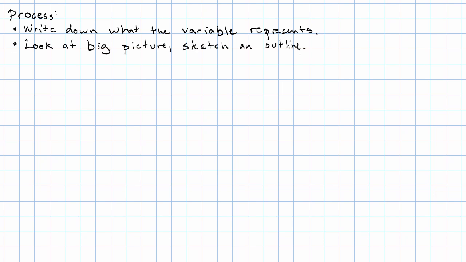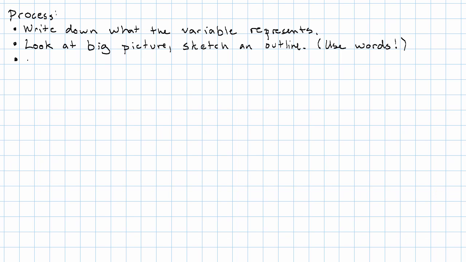So what was the process here? First, we wrote down what the variable represents. In this problem, that was given to us, but as we go on to work with more complicated problems, it won't necessarily be. Then, we looked at the big picture and sketched an outline for our expression. At this point, we used words. Right? We just had an expression that had words in it.